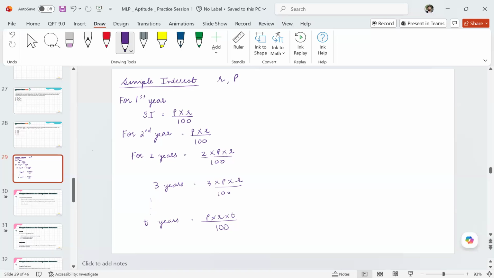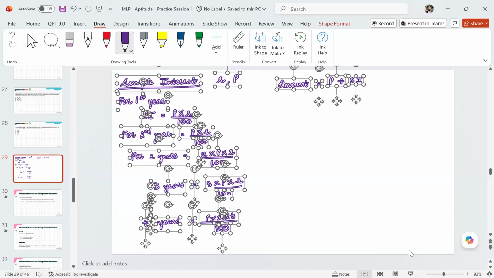And now here, if somebody asks you how much amount needs to be paid by the end of the time period, you're going to say amount is equal to the principal plus the total simple interest that has been calculated for those T years. Yes or no? Is this clear? Simple interest is clear? Yes. Very good. Let's look at compound interest.